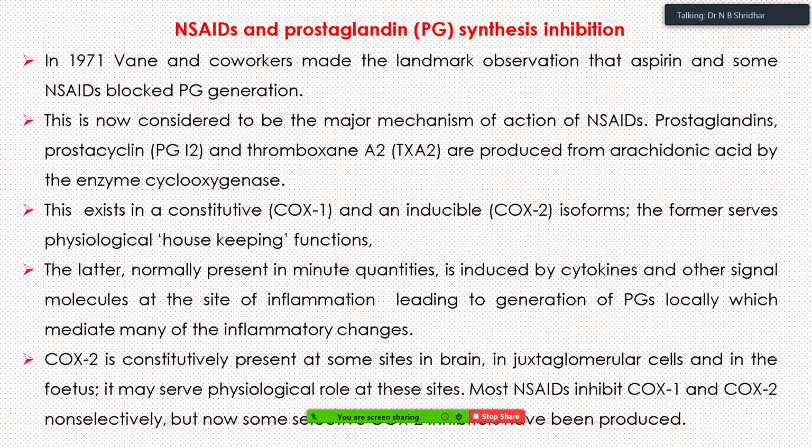Whereas cyclooxygenase 2 is present ubiquitously throughout the body, also in the brain, juxtaglomerular cells, and in the fetus. It may serve a physiological role at these sites. Most NSAIDs inhibit both cyclooxygenase 1 and 2 non-selectively. But nowadays the recent generation of non-steroidal anti-inflammatory agents are very specific COX-2 inhibitors.